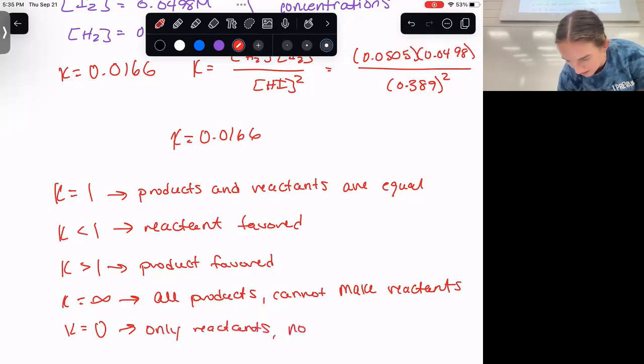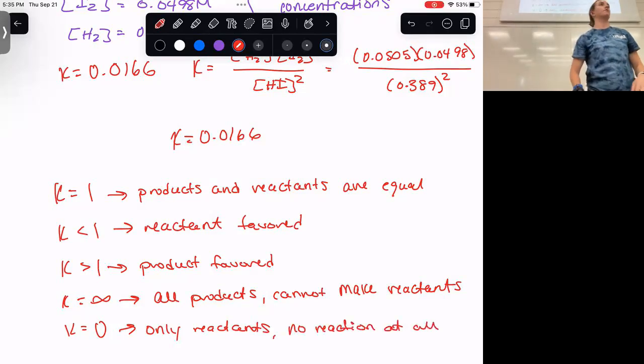So here we have no reaction at all. Nothing is happening for us to form any products. We just have reactants sitting there. And that means that at equilibrium, no products are being formed. And so we either need to increase the temperature, make our molecules closer together, something like that. Most likely increase temperature.